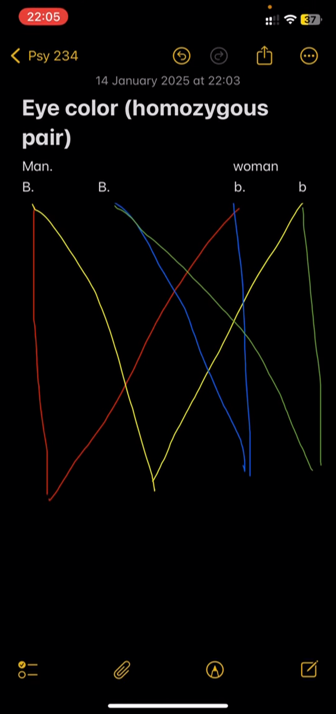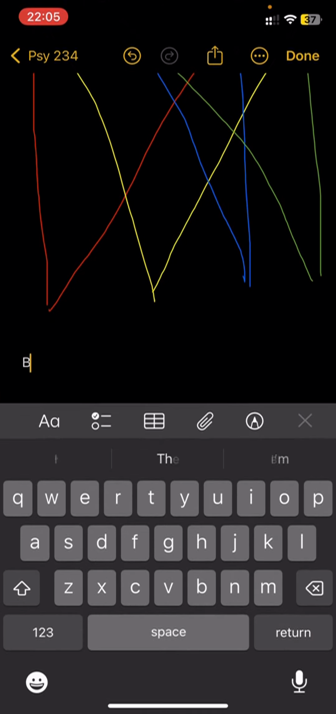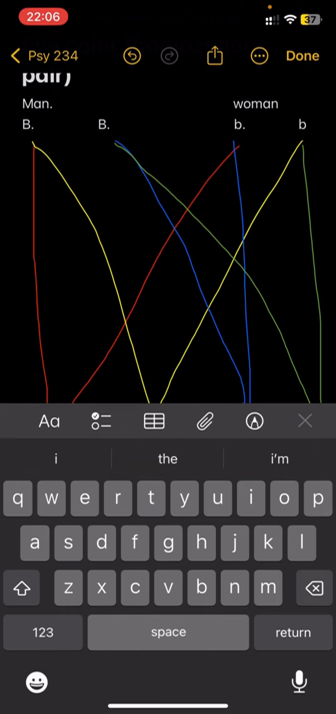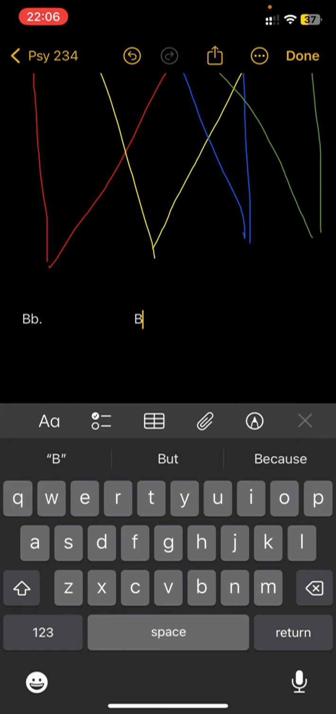So here we have the eye color transfer. The man is BB and the woman is small letter b, small letter b. Now from the red, we can draw that this first one will be B and a small letter b. Then the second one, the yellow, is B and b. Small letter b, that's the yellow. So we can also say that is B.